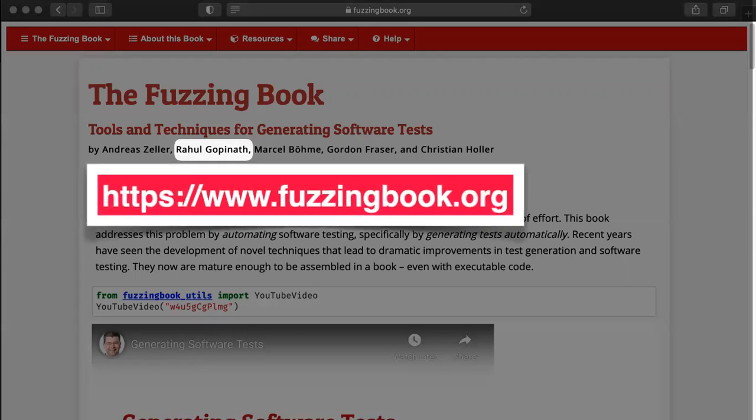And the complete book is available online as a runnable Jupyter notebook. That is, students can simply open the notebook, make the changes as they wish, and see the effect of their changes immediately. And we have used this book for teaching courses in fuzzing and software testing at Saarland.